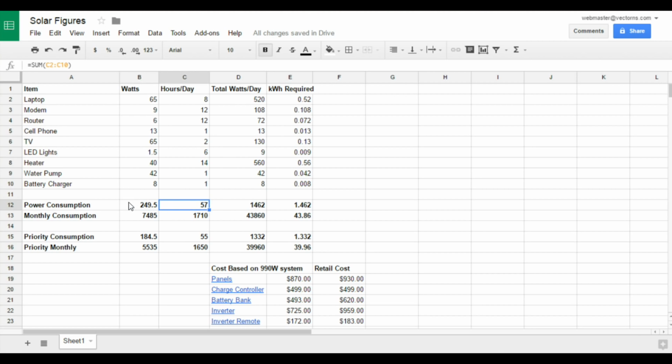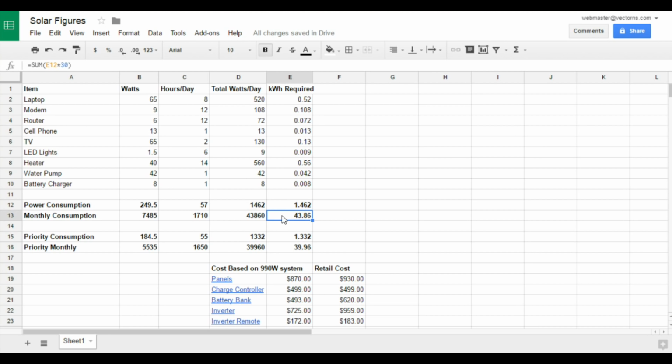So this is power consumption. This is per day. And I would be using 1.462 kilowatt hours per day. And that's nothing compared to a regular house. I think I looked at my power bill last month and I used 700 kilowatt hours for the month. So with this system, I'm using 43 kilowatt hours per month.